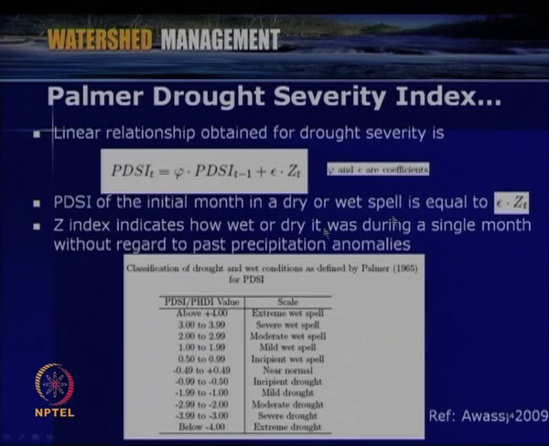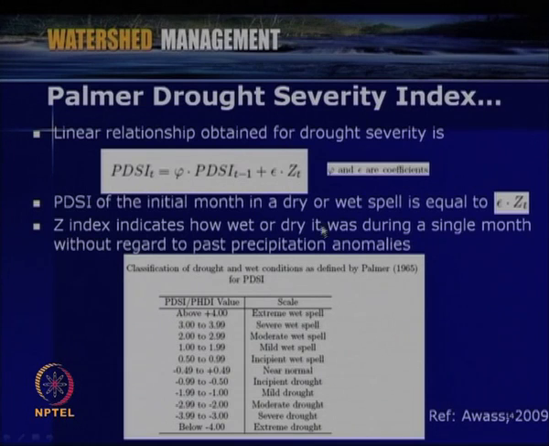So, Z_t means the Z index for that particular time period. Z index indicates how wet or dry it was during a single month without regard to past precipitation anomalies. So, there may be past precipitation anomalies, but here we are considering a single month.